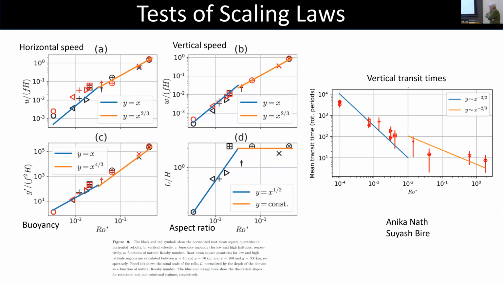And these are Annika's vertical transit times. So you can see that as we go towards low natural Rossby number, the transit time in number of rotation periods gets to 10,000. So we're talking about decades to hundreds of years for a fluid parcel to make its way up to the top. So that's why we think short transit times, which have been speculated, people have published papers saying that the transit time could be a few days or weeks. These results suggest that that's unlikely to be the case.